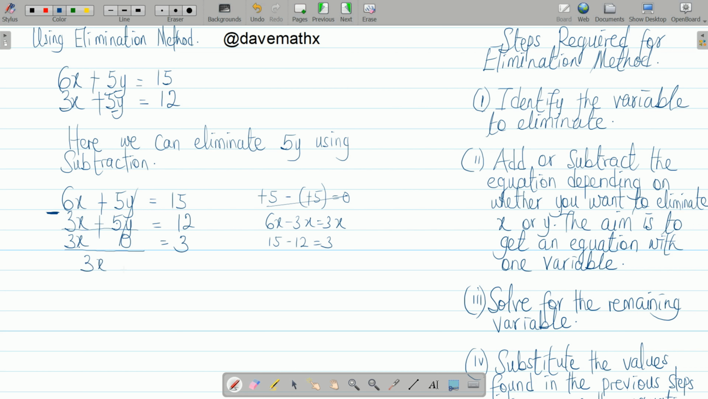Now I am left with 3x equals 3. Then I can divide by the coefficient of x, which is 3. 3 divided by 3 is 1. And that makes x equal to 1.